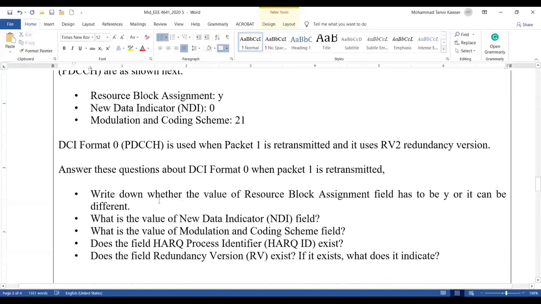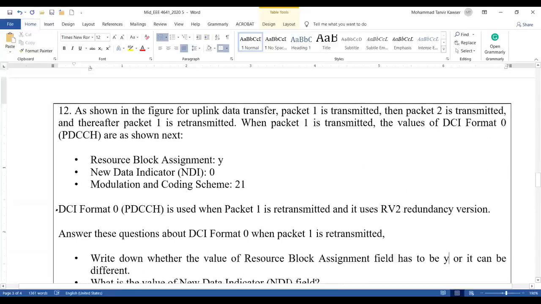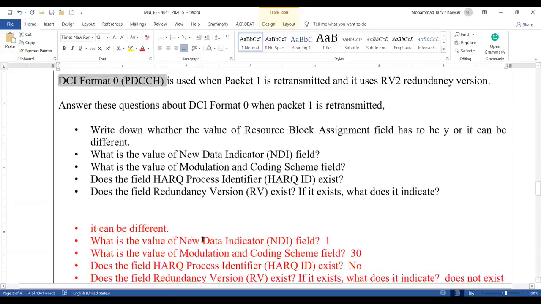Now, the first question is whether the resource block assignment field has to retain the value of Y or it can be changed. So in the case of retransmission, when you are using this PDCCH for uplink, it can change. So it can be different.